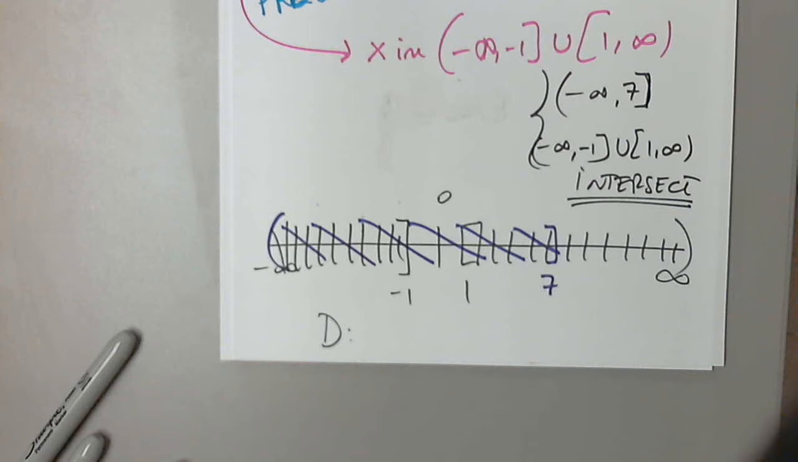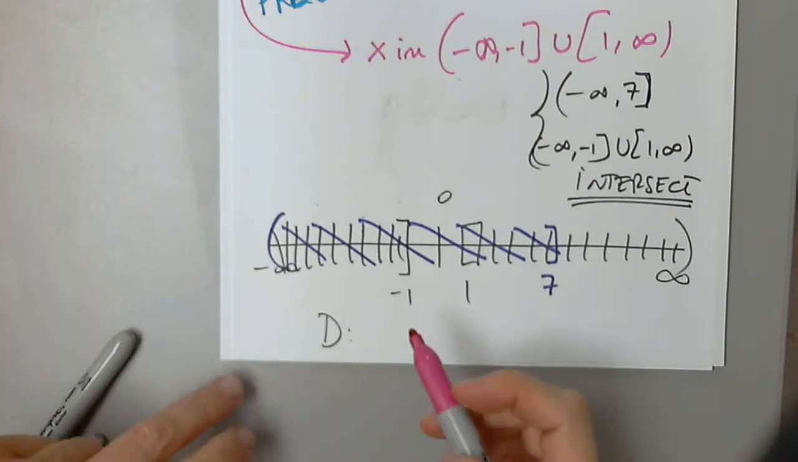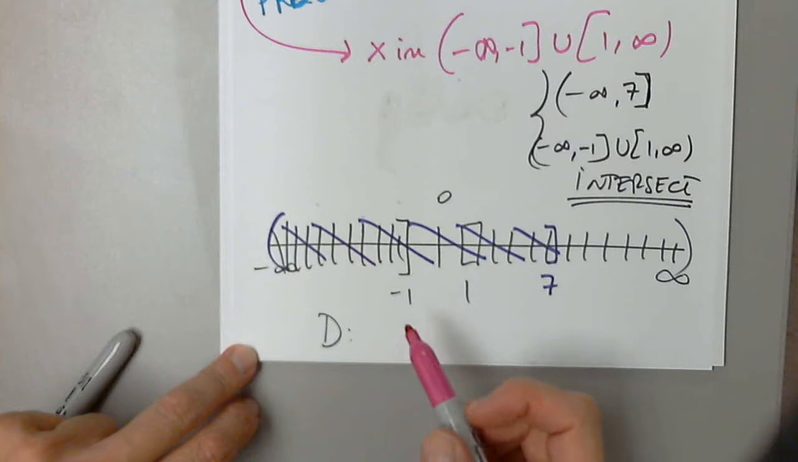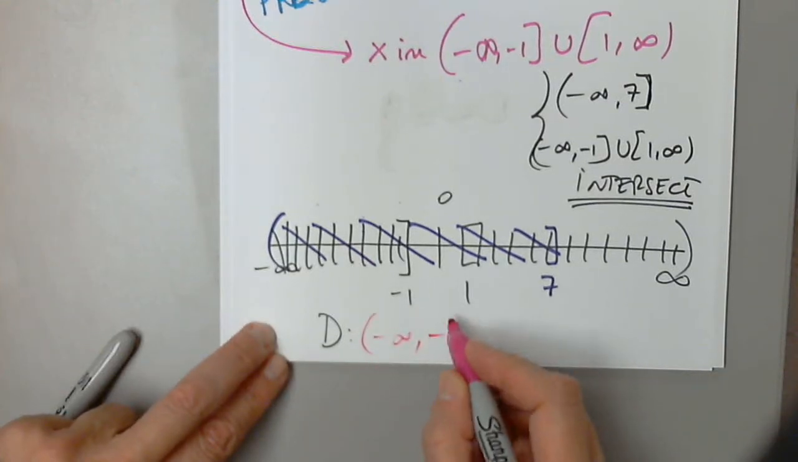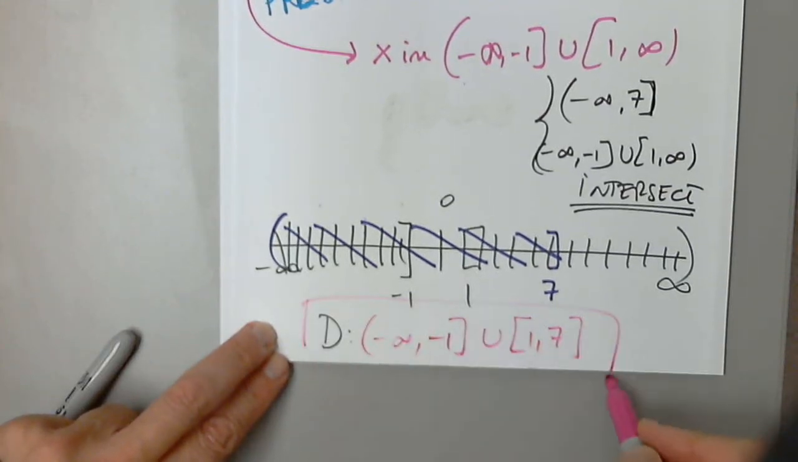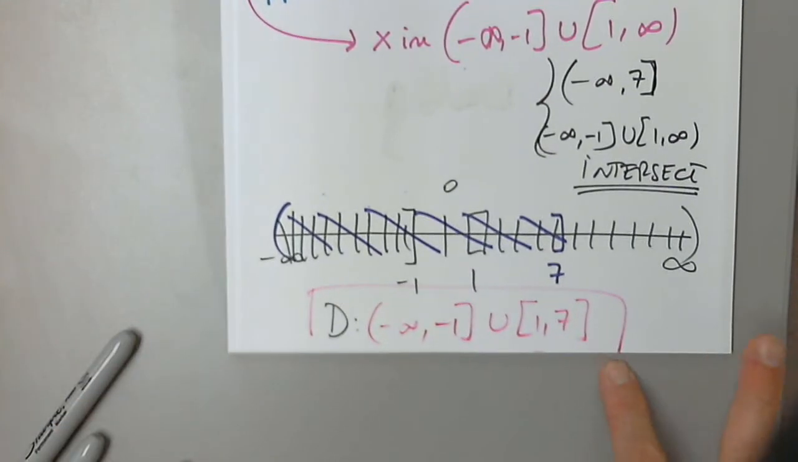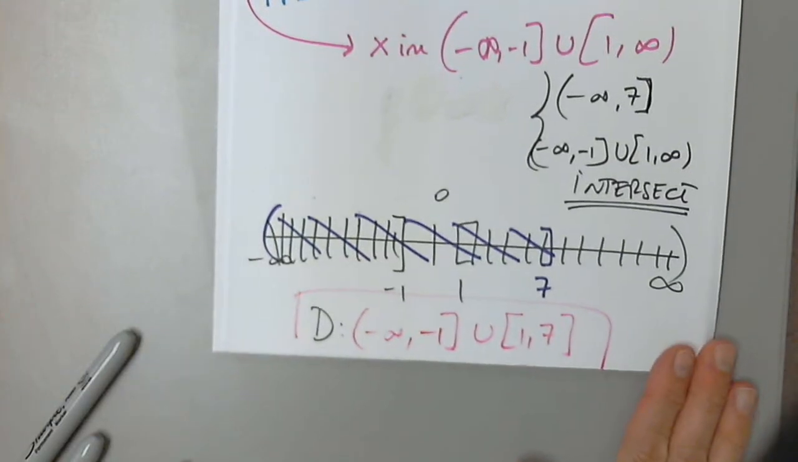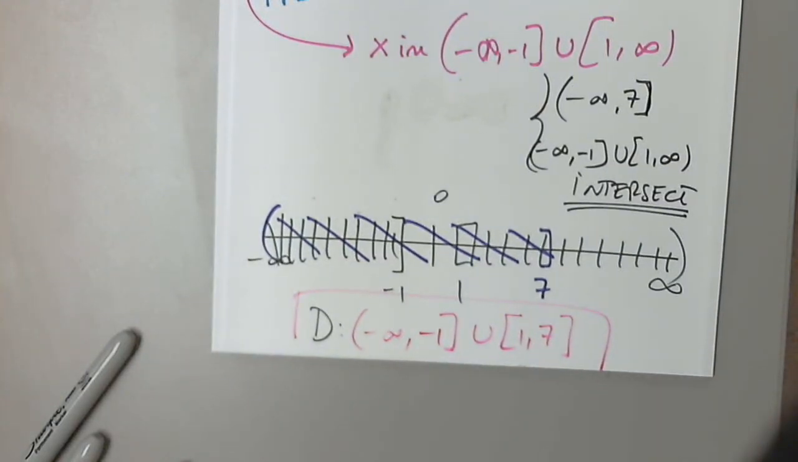So what will I pick? Parentheses negative infinity to negative 1, bracket 1 to 7. That's it. And this is the domain of function h of x. A lot of work on this one. Why? First of all, because they were both radicals. Secondly, because the second one was a quadratic inequality that required some work, and I needed to explain what I'm doing.